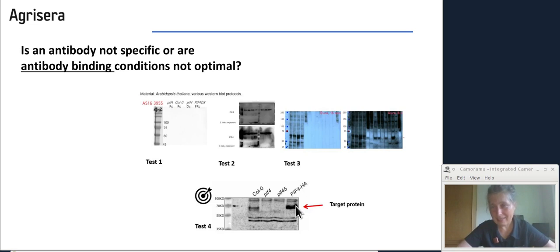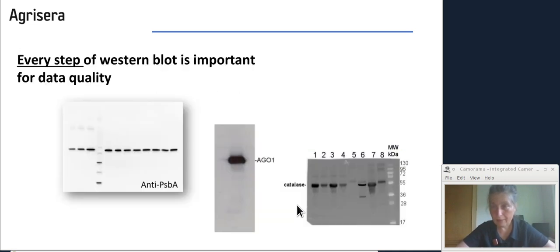So one can ask oneself a question: is the antibody not specific, or are the binding conditions between antibody and target protein not optimal? Every step of Western blot is very important for final data quality. And here I combined examples of Western blots to proteins of very different abundances.